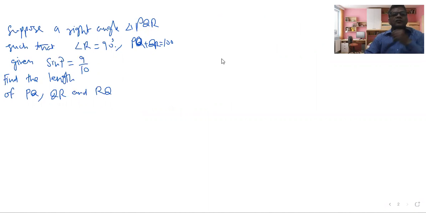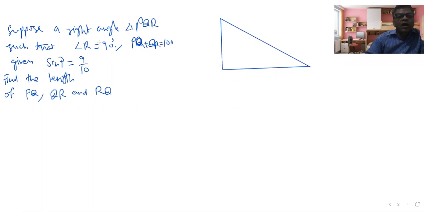Okay. Now, first I have to draw the right angle triangle, and see, this is the right angle triangle. Now our angle R is given 90 degree. This angle R is given 90 degree. That means this is your R angle. Take any one of the two vertices as P and Q respectively. So let this be P and this be Q.